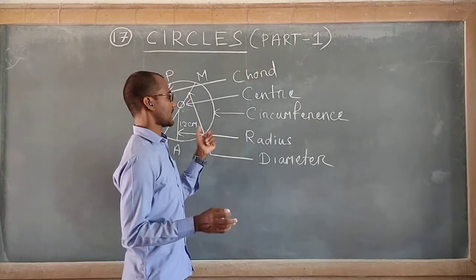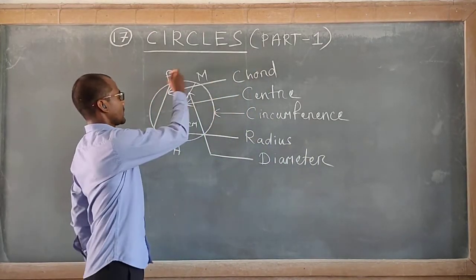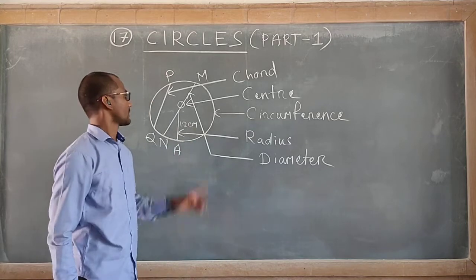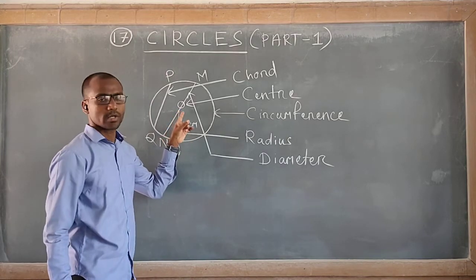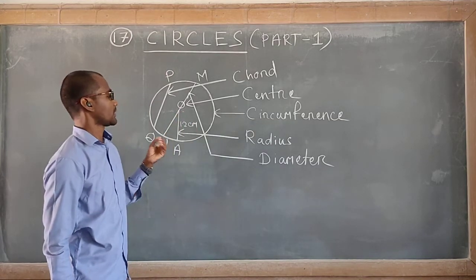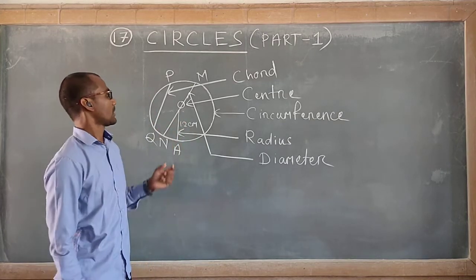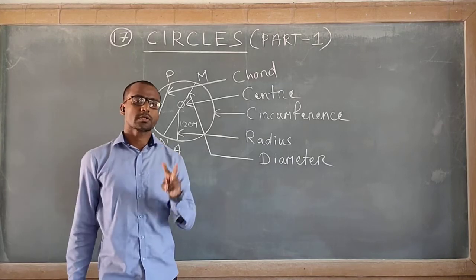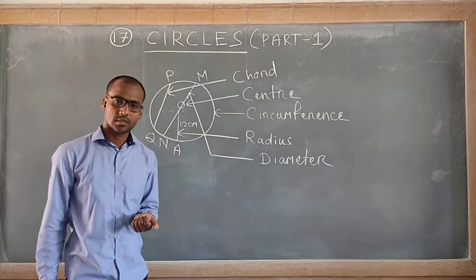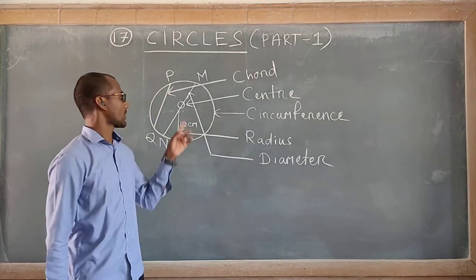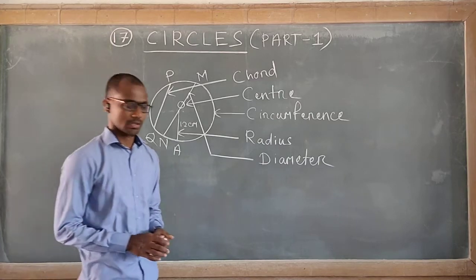So these are the basics of a circle. This boundary is called circumference. The fixed point is called center. The distance of any point on the circumference from the center is called radius. The line segment joining any 2 points on the circumference is called chord, and the special chord that passes through the center is called diameter.